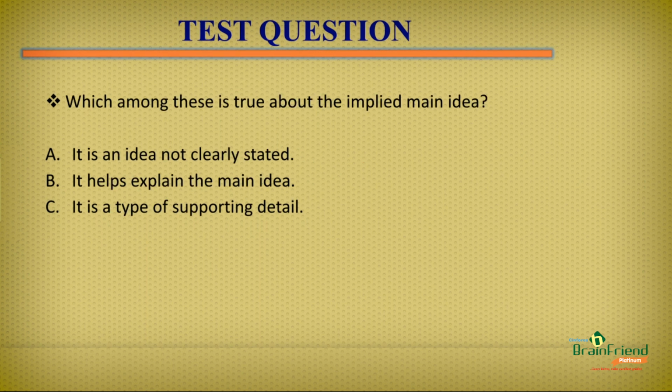Question 2. Which among these is true about the implied main idea? Option A. It is an idea not clearly stated. Option B. It helps explain the main idea. Option C. It is a type of supporting detail. The correct answer is option A. It is an idea not clearly stated.